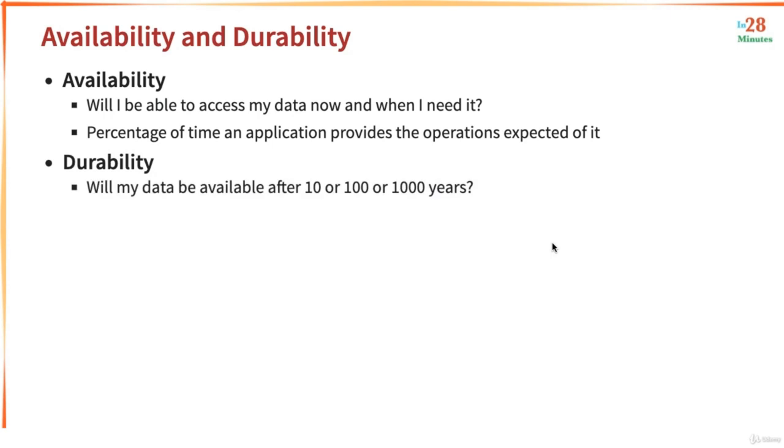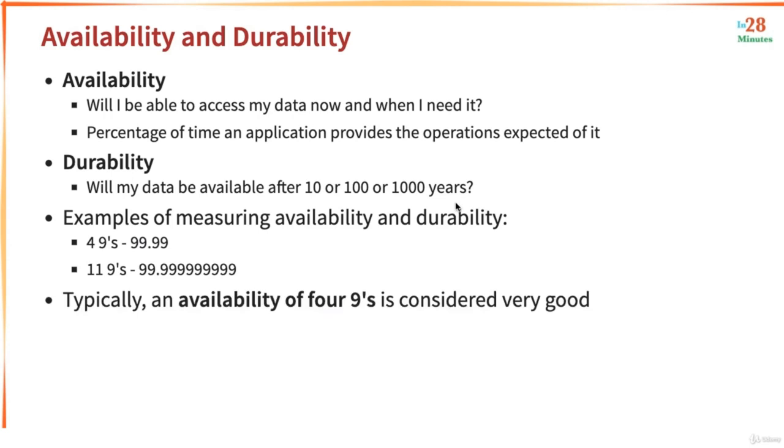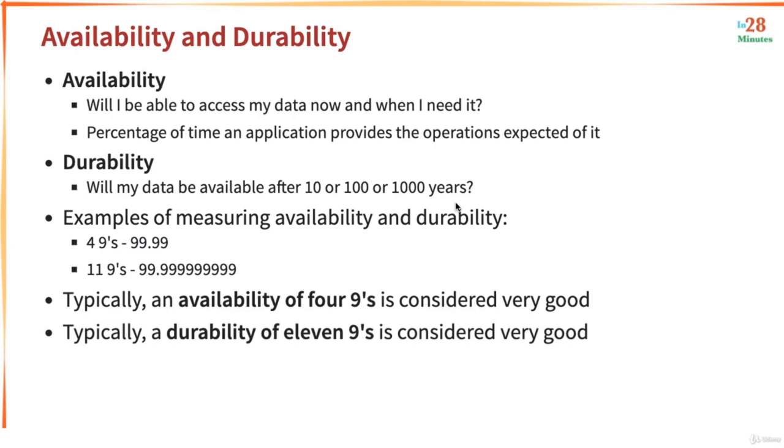Durability is a measure of will my data be available after 10 years or 100 years or 1,000 years? Is there a chance that I lose any of my data? Let's look at a couple of measures of measuring availability and durability. 4 nines is 99.99. 11 nines is 99.999999999. So there are a total of 11 nines, 2 before decimal and 9 after decimal. Typically, as far as availability is concerned, 4 nines is considered to be very, very good. However, 4 nines is considered to be very bad durability. You don't want to lose data, and that's the reason why durability of 11 nines is considered very good.